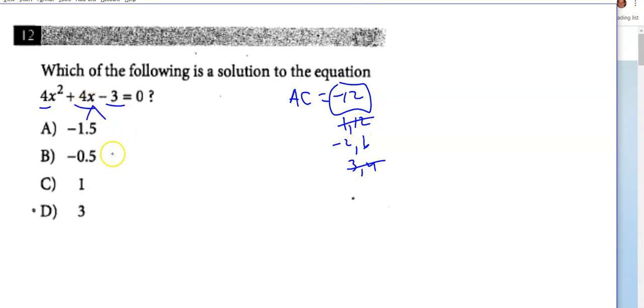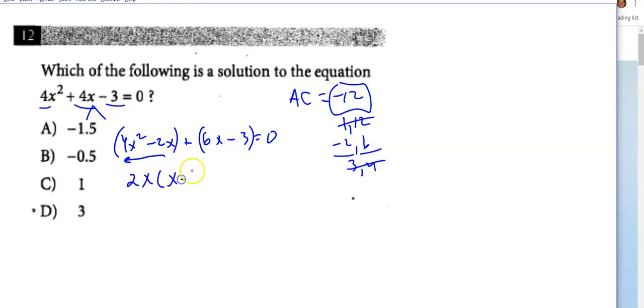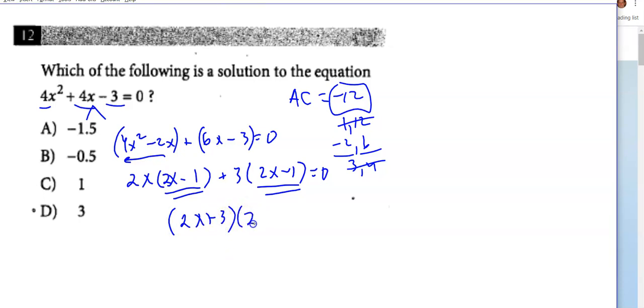So I'm going to split up that middle term. I'm going to say this is 4x squared minus 2x plus 6x minus 3 equals 0. And so now we're going to group the first two terms and the next two terms. Pull out the GCF, this would be 2x times 2x minus 1. Sorry, 2x minus 1, I think that's right. Okay, plus 3 times 2x minus 1. 2x minus 1 matches, that's great. So we get 2x plus 3 times 2x minus 1 equals 0.